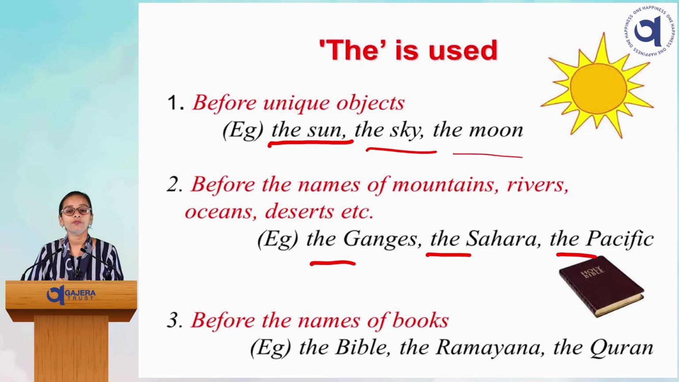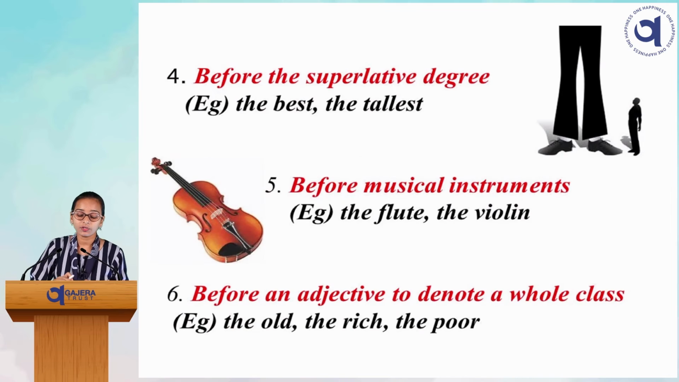Number 3, before the names of holy books. For example, the Bible, the Ramayana, the Quran. Here I have taken only some examples. Number 4, before the superlative degree. In degrees, we compare the nouns, right? So wherever we use a superlative degree, before that we have to use The. For example, the best, the tallest.